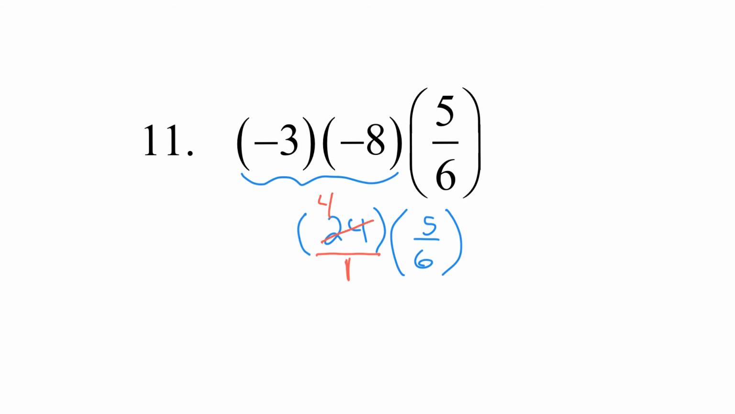And 6 divided by 6 is 1. So let's go ahead and multiply the numbers on the top. The numerators, 4 times 5, that's 20. I'm multiplying because I don't have anything in between the parentheses. So that's going to be 20. And on the bottom, 1 times 1 is 1. So my answer, we don't need that 1 on the bottom. Positive 20 right here.